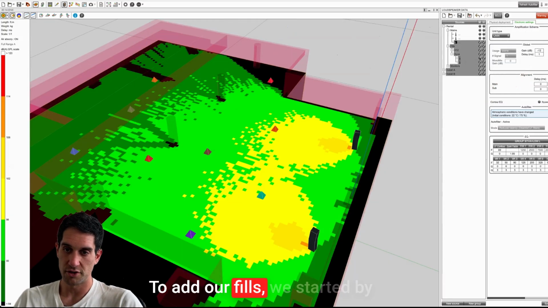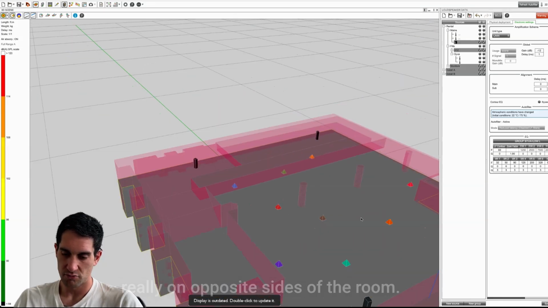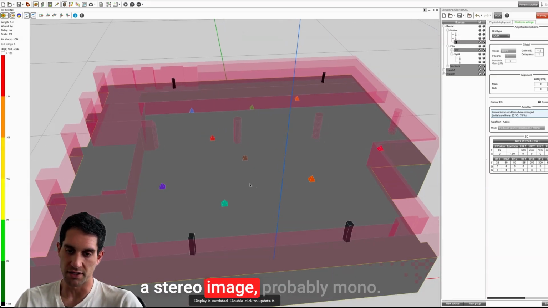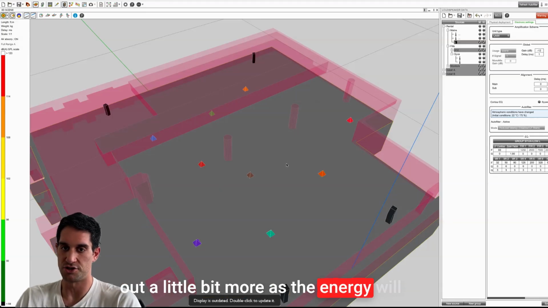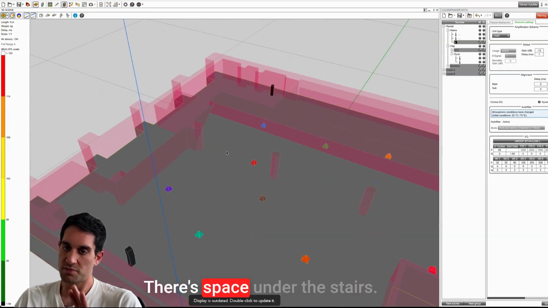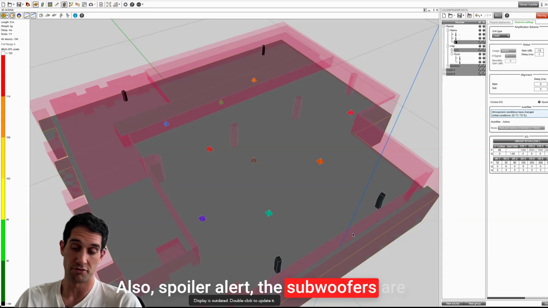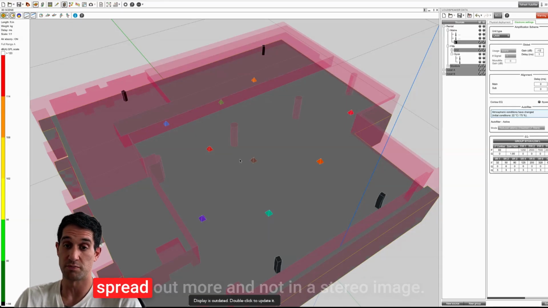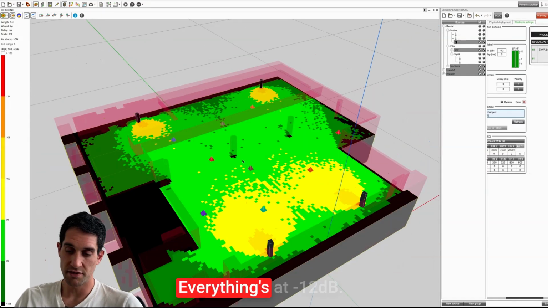To add our fills, we started by adding 2 additional Syvas, and you can see we have them placed really on opposite sides of the room. They're likely not going to be providing a stereo image, probably mono. And for that reason, we've spread them out a little bit more as the energy will dissipate in the back half of the room. You can tell it's a wider area. There's space under the stairs. They may want to have more conversation. Also, spoiler alert, the subwoofers are going to be on this side of the room. So it makes some sense that the fills be spread out more and not in a stereo image. Clearly, we have coverage on the back side. Everything's at minus 12 dB.